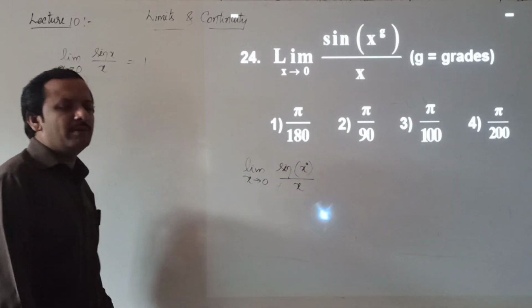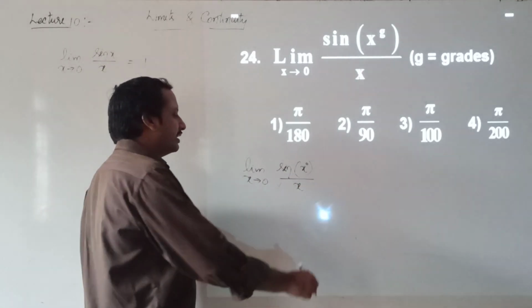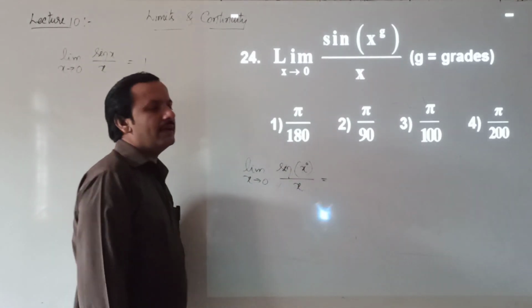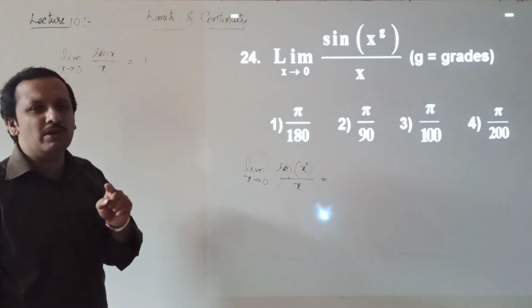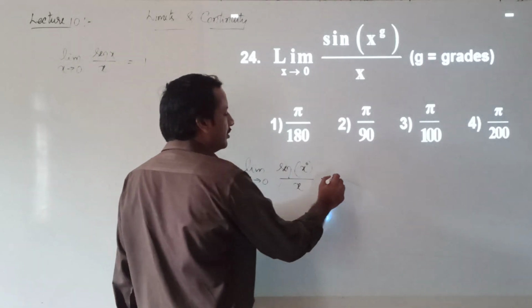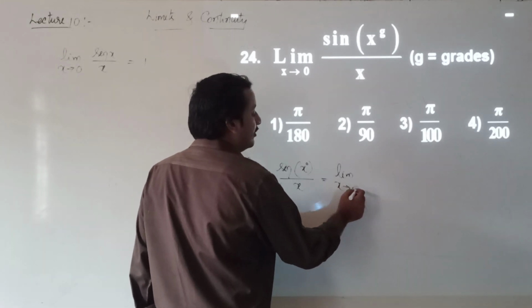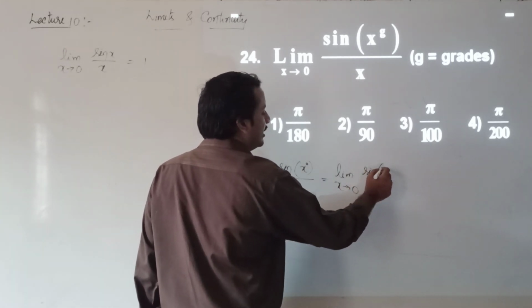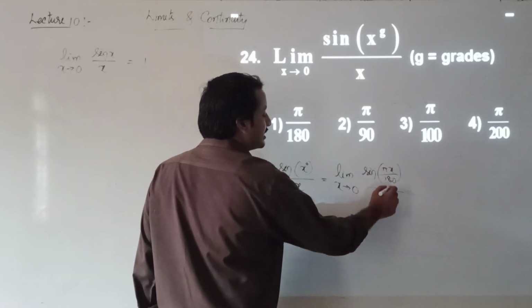How do you solve this problem? You convert this x degree into radians. How can we convert? As we know, 180 degree is equal to pi radian. Therefore, 1 degree is equal to pi by 180 radians. Hence, x degree is equal to pi x by 180 radians. Limit x tends to 0, sin pi x by 180 divided by x we have.